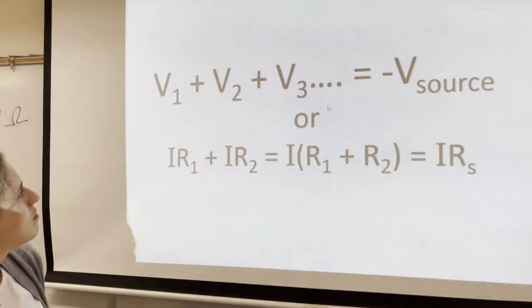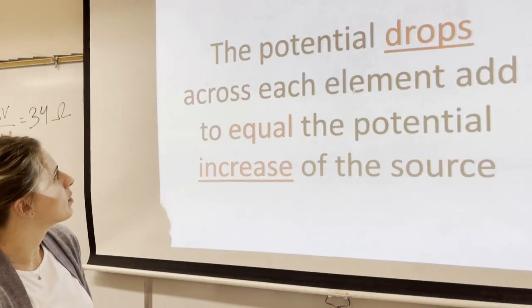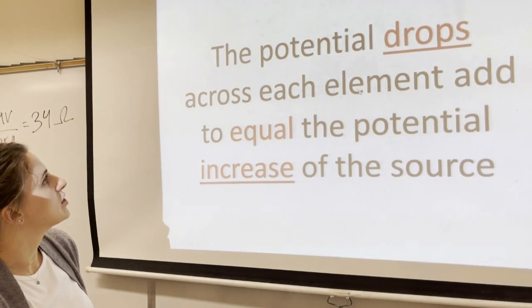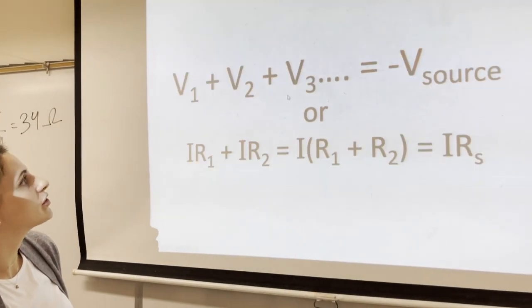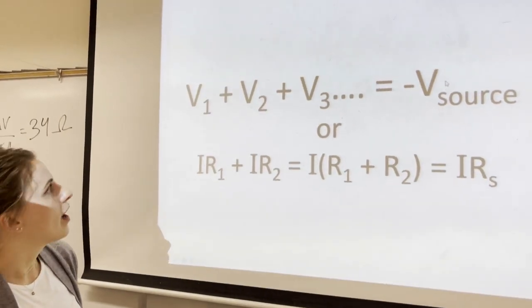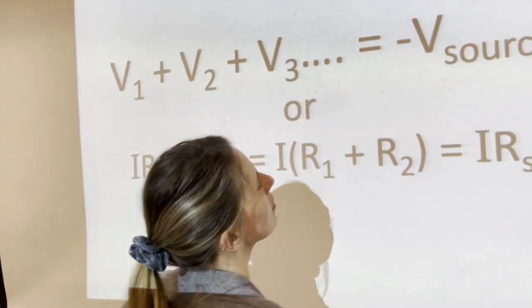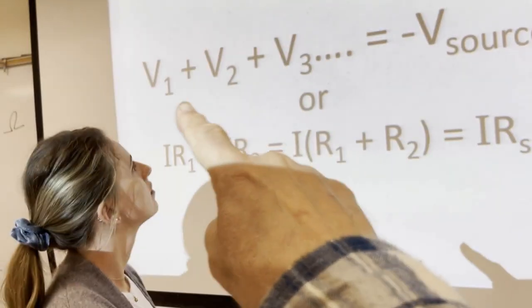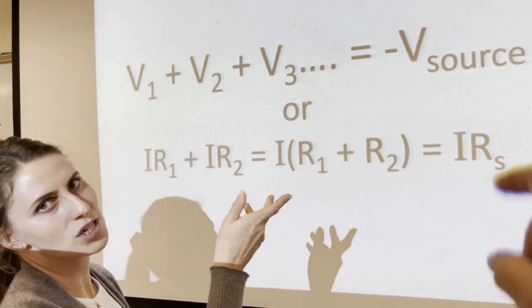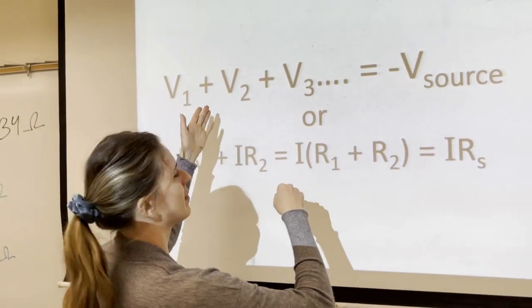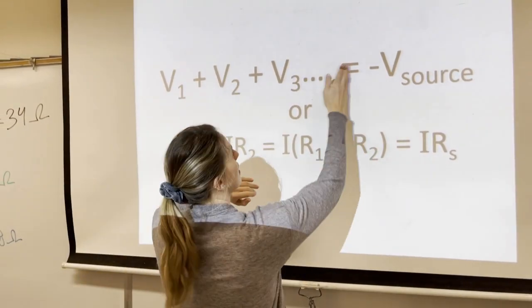Let me go back to this. The potential drops across each element add to equal the potential increase of the source. So the ups equal the downs. The reason for the negative here is that these are all downs. You could switch and make that an up, making this positive and these negative. I think in our drawing a couple days ago we made this positive and these negative.